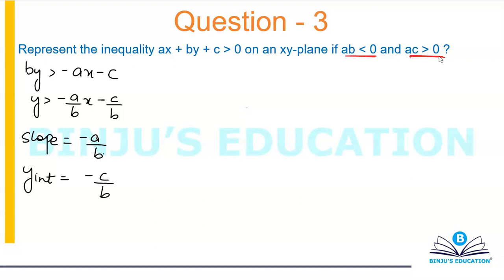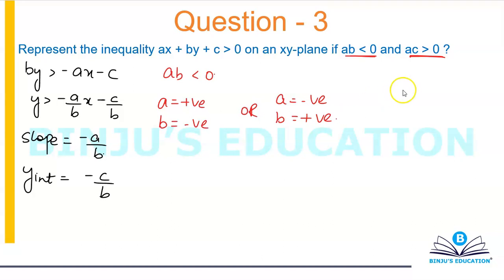Let's see. I'm going to solve the first inequality first, that is ab less than 0. Now if a into b is less than 0, we have already discussed this in the inequalities chapter, that if the product of two numbers is less than 0, one of them is positive and the other is negative. So that means a is positive and b is negative, or a is negative and b is positive. These are the only two things that can happen.